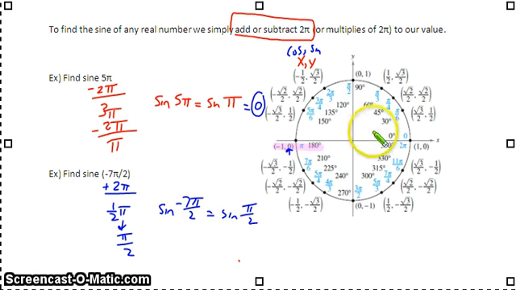So if we go to our unit circle, we find pi over 2. The sine value would be the y value. So therefore we can say that the answer to this would be 1.